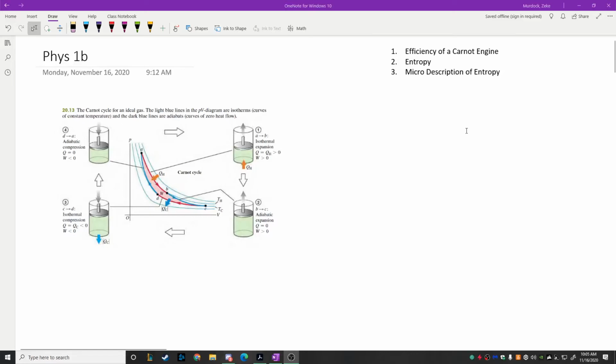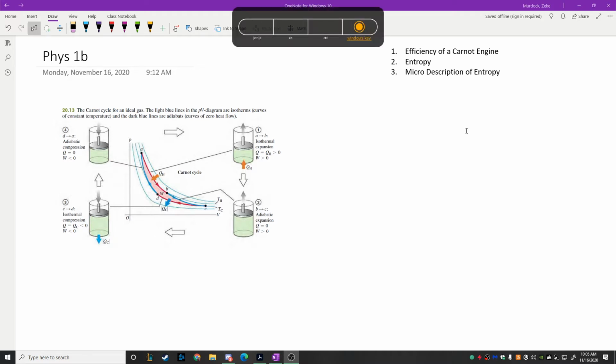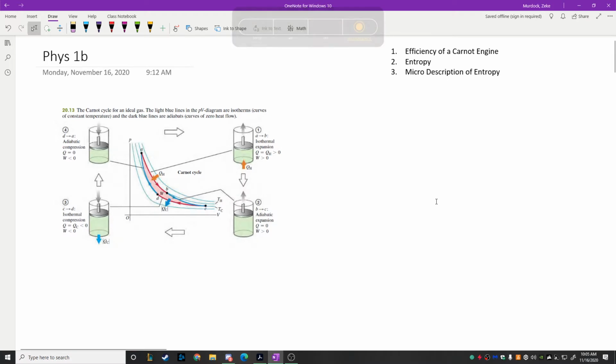All right, this is Physics 1B for November 16th. Today we're talking about the topic discussed right there. We're going to talk about the efficiency of a Carnot engine and do some calculations and problems with those. And then we're going to be talking about entropy, which is basically like a measurement of randomness.